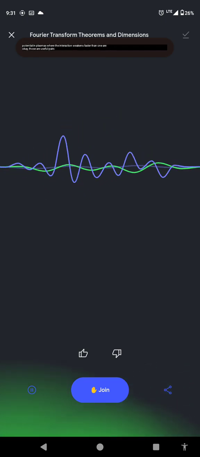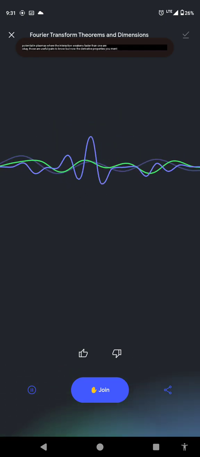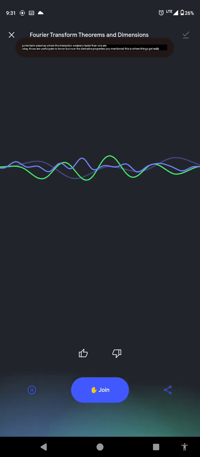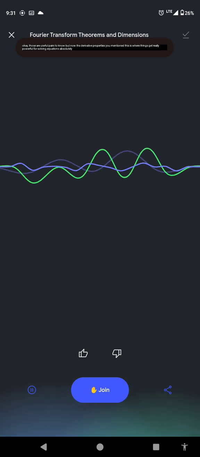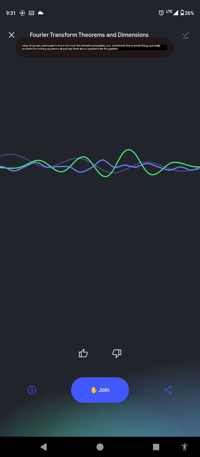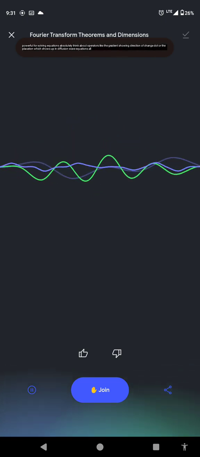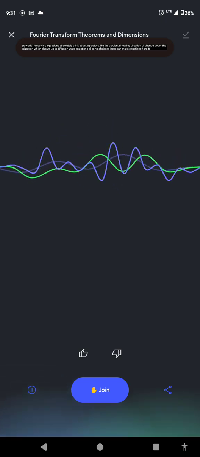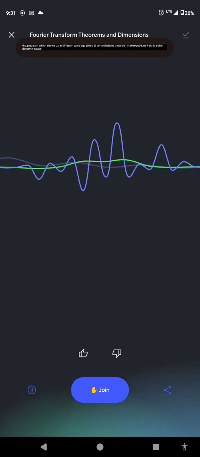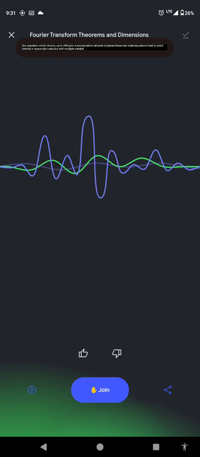But now the derivative properties you mentioned, this is where things get really powerful for solving equations. Absolutely. Think about operators like the gradient, showing direction of change, or the Laplacian, which shows up in diffusion, wave equations, all sorts of places. These can make equations hard to solve directly in space. Right, calculus with multiple variables. So what does the Fourier transform do to these operators?